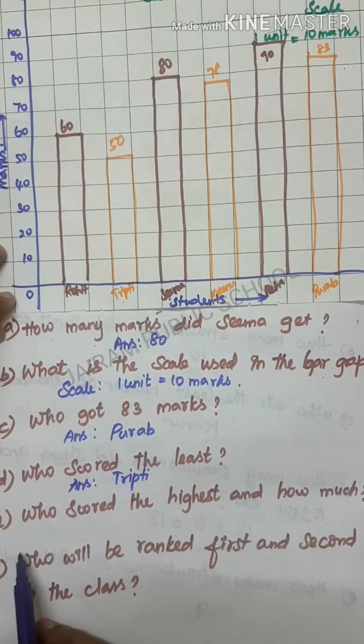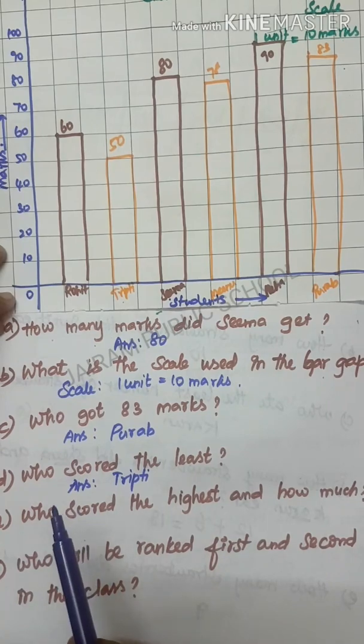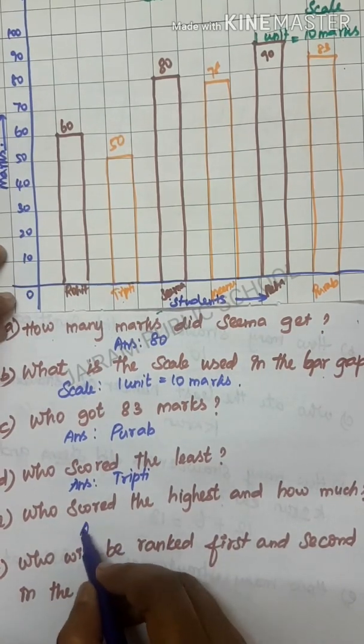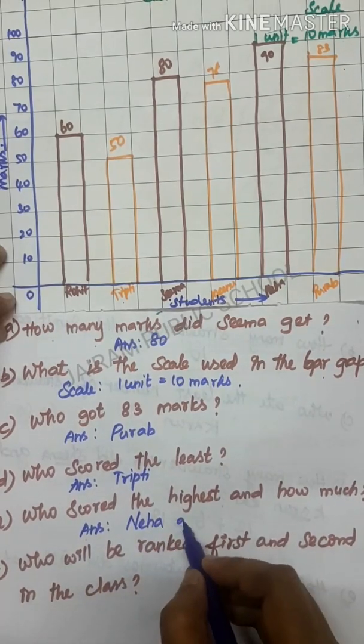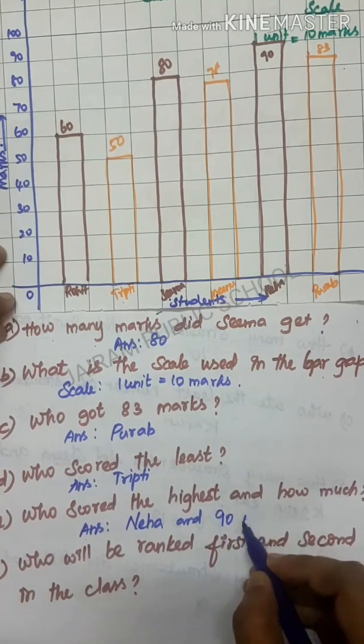Yes. Now, E question. Who scored the highest and how much? So, again going to the bar graph. In this, which one is the highest? Yes, 90 marks is the highest. And who scored that? That is scored by Neha. So, our answer is Neha. And how much is the mark? That is 90 marks.